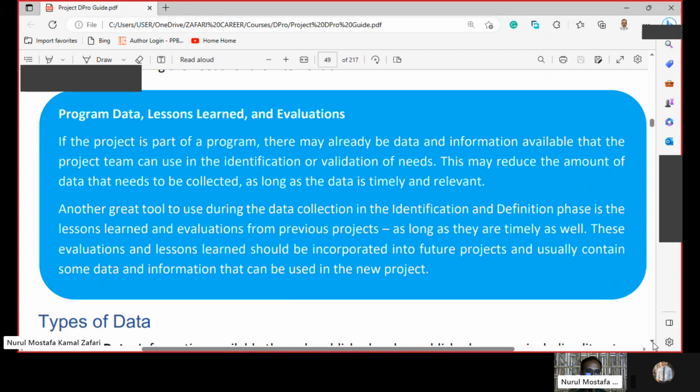This may reduce the amount of data that needs to be collected as long as the data is timely and relevant. Another great tool to use during the data collection in the identification and definition phase is the lessons learned and evaluations from previous projects, as long as they are timely as well. These evaluations and lessons learned should be incorporated into future projects, and usually contain some data and information that can be used in the new project.